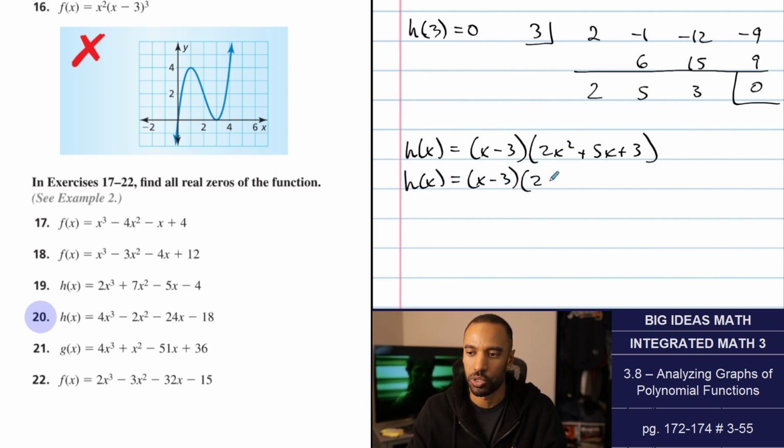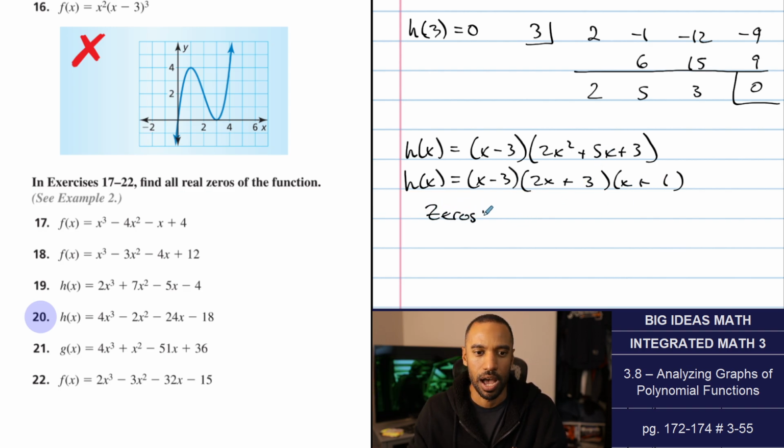This factors to 2x plus times x plus, this factors to 3 and 1. 2 plus 3 is 5. So your zeros of number 20 are x equals 3, subtract 3 divided by 2, x equals -3 halves. That's the one I kind of wanted to seek out.